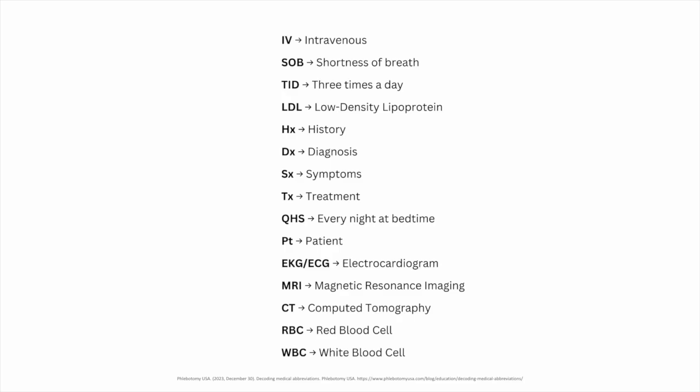LDL refers to low density lipoprotein. LDLs are what's called the bad cholesterol, and HDL is what's referred to as good cholesterol. HX is history, DX diagnosis, SX symptoms, TX is treatment, and QHS or HS is when the medicine should be taken at bedtime. We'll say, take this medicine HS at bedtime.